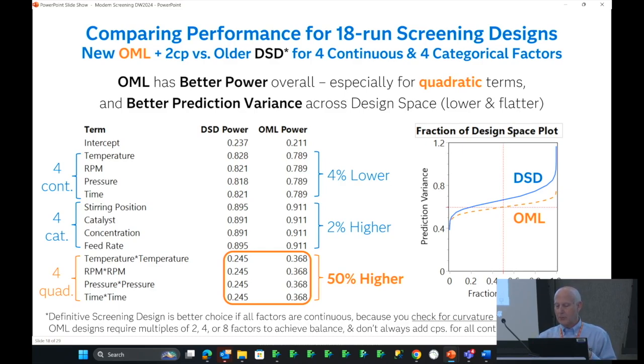And if I drop out and make a couple designs, you'll see why. They have more zeros in them. And anytime you add more zeros to the mid-level of the design, you're going to improve the power, especially on those quadratic terms. So here I'm just graphing, if I were to take a 4 continuous, 4 categorical factor problem and make an 18-run definitive screening design and compare it to an 18-run orthogonal mixed level design, you're going to see that the big increase is in the power for the squared terms. And if you look at that fraction of design space plot, where again, lower and flatter means we're predicting the variance better across our design space, you're going to see that that's improved as well.